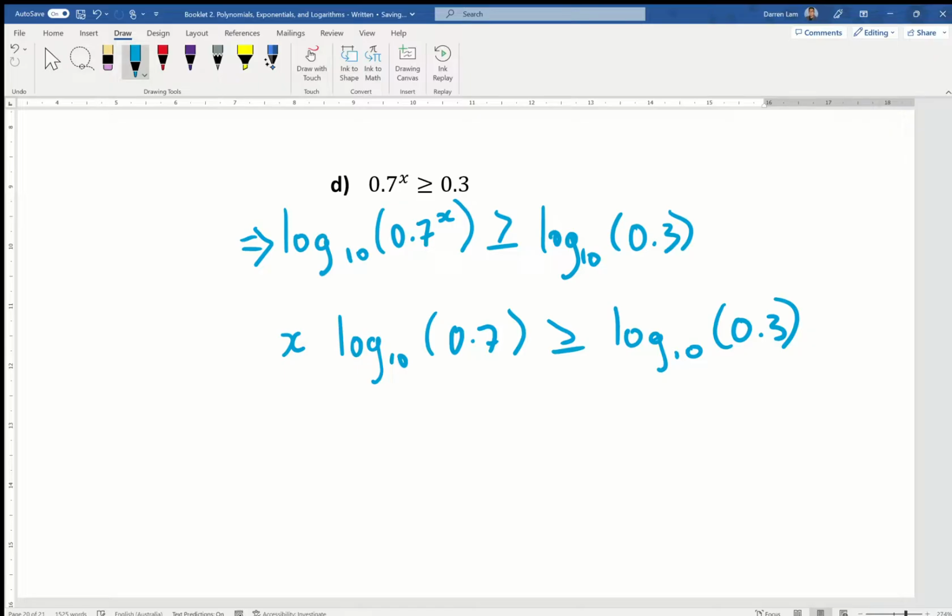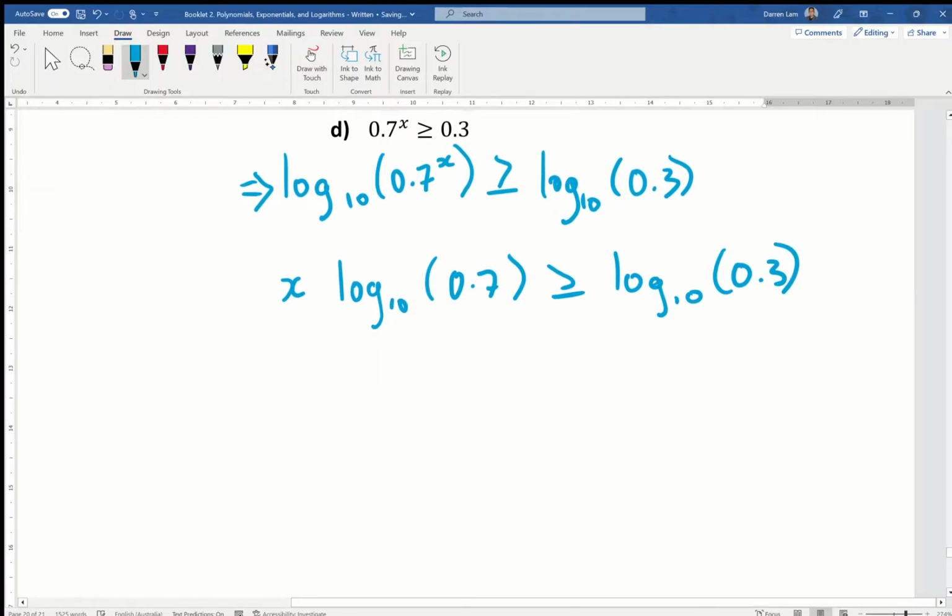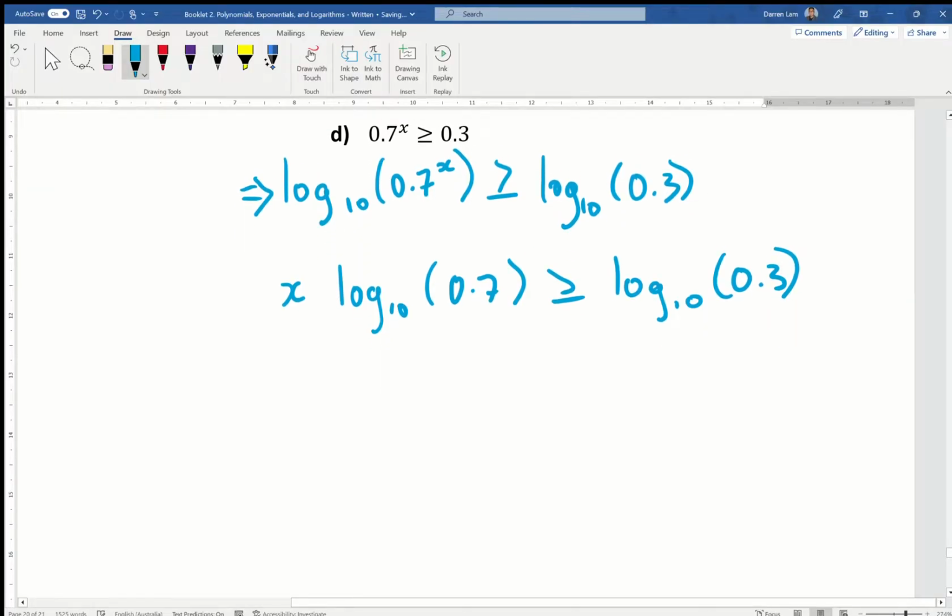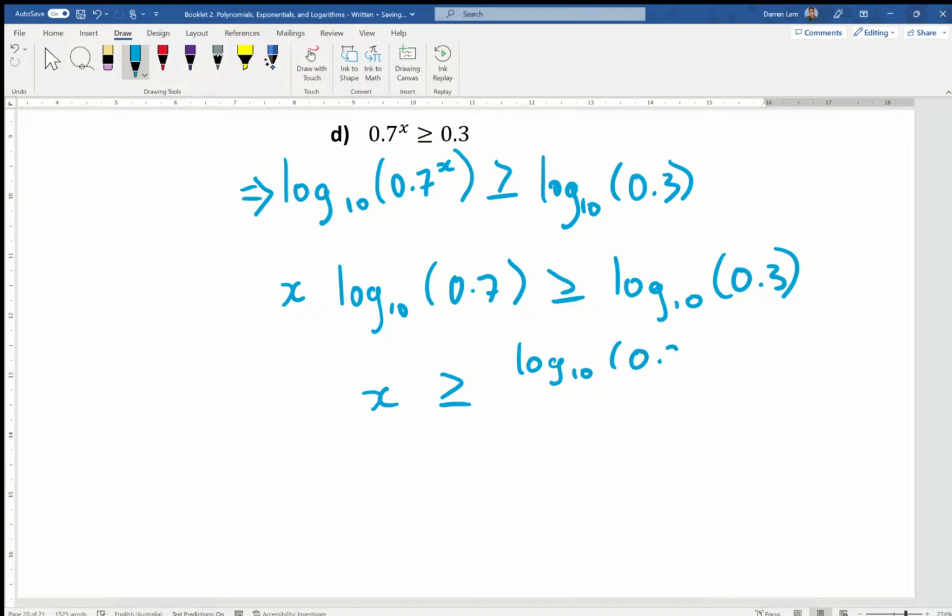Then we divide both sides, and I'm going to do something incorrect, right? Feel free to watch what I do, and then I want you to try to figure out what I've done wrong. It's a very common mistake. I'm going to divide both sides by log base 10 of 0.7, so then it becomes x is greater than or equal to log base 10 of 0.3 over log base 10 of 0.7. This is an exam 1 question, so I'm not expecting you to calculate log base 10 of 0.3. I'm done. What have I done wrong?